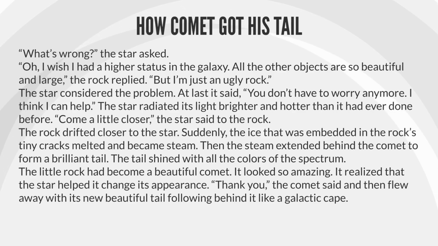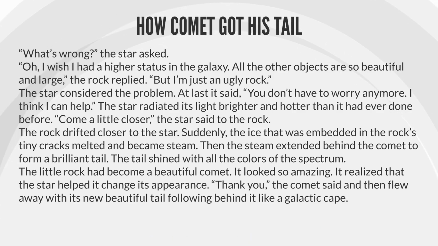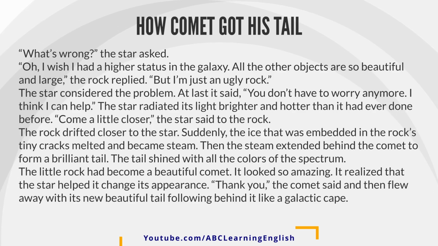The star radiated its light brighter and hotter than it had ever done before. "Come a little closer," the star said to the rock. The rock drifted closer to the star. Suddenly, the ice that was embedded in the rock's tiny cracks melted and became steam. Then the steam extended behind the comet to form a brilliant tail.